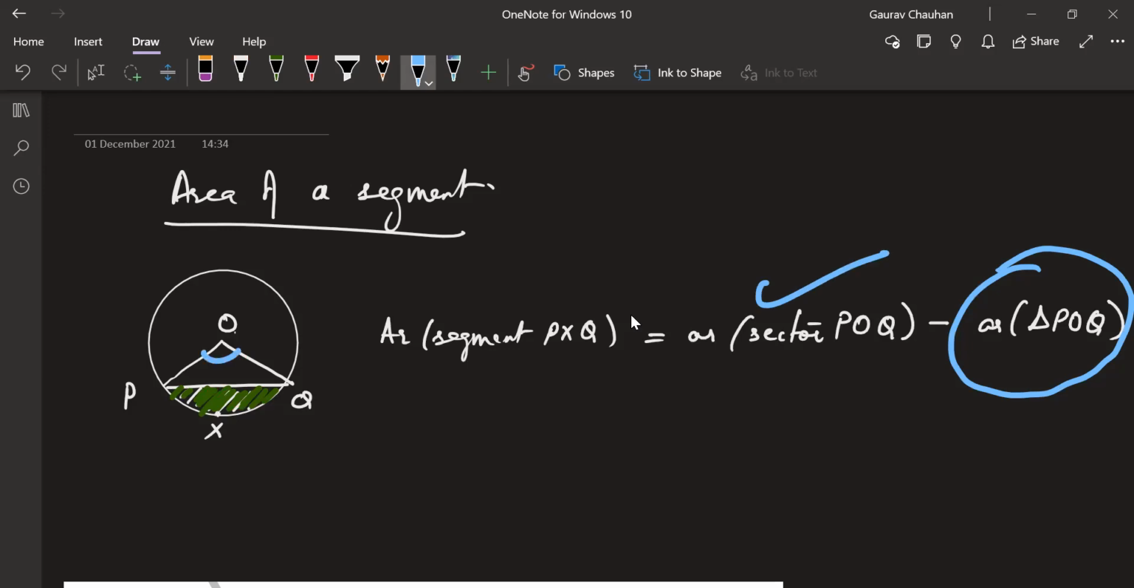If we have the angle and the radius, we can find the area of the sector, right? Theta by 360 into pi r square. But how do we find the area of this triangle POQ? That will be a small challenge which we have in this question. We want to understand that first, and then our work is very, very easy. It's just a matter of subtraction. Everyone with me so far?